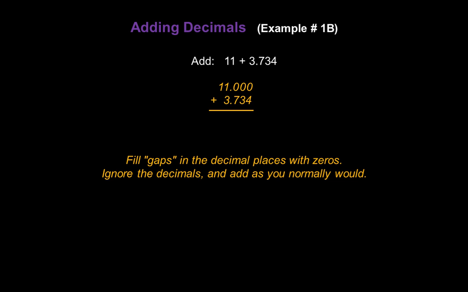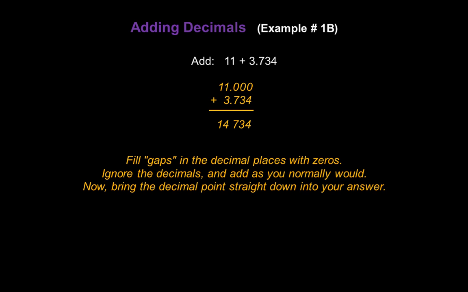Starting on the right, 0 plus 4 is 4, 0 plus 3 is 3, 0 plus 7 is 7, 1 plus 3 is 4, and we bring down the last 1. Now bring the decimal point straight down into your answer, just like that. So 11 plus 3.734 is 14.734.